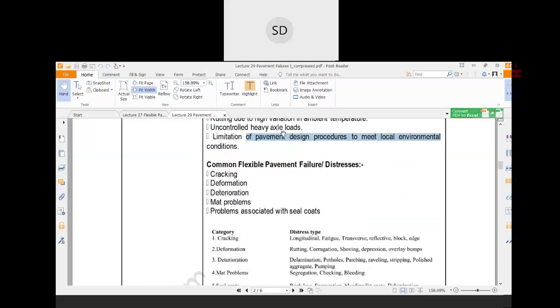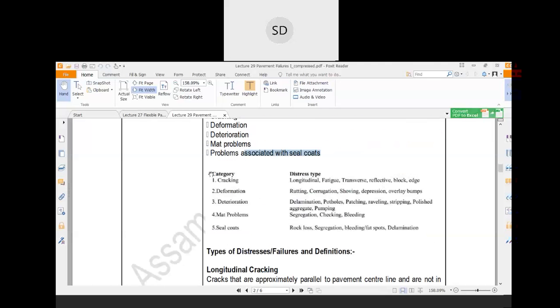So there are different types of common flexible pavement distress, and these are cracking, deformation, deterioration, mat problems and problems associated with the seal coat. Seal coat is placed over the top surface to seal any pores over the surface course. Cracking may be longitudinal cracking, fatigue cracking, transverse cracking, reflective cracking, or block type. These are the different types of cracking.